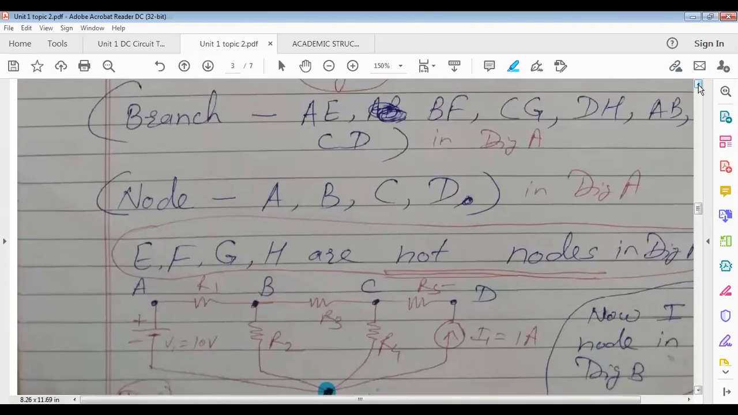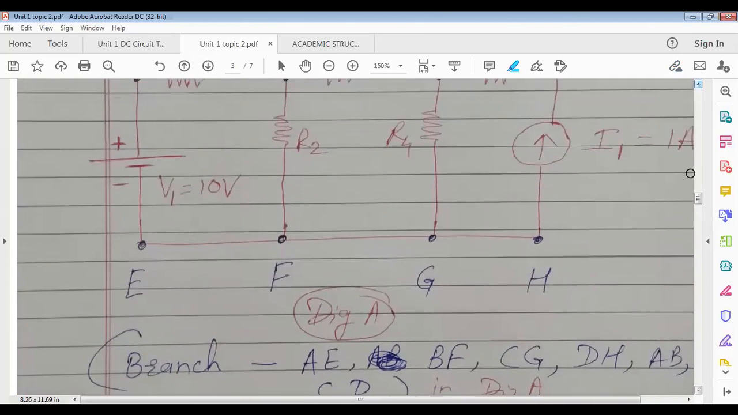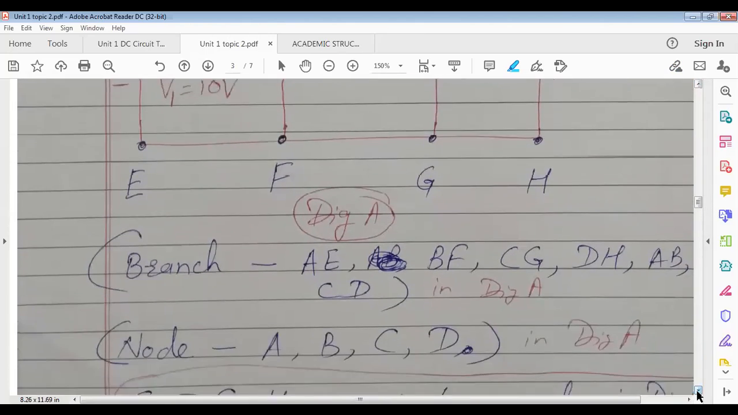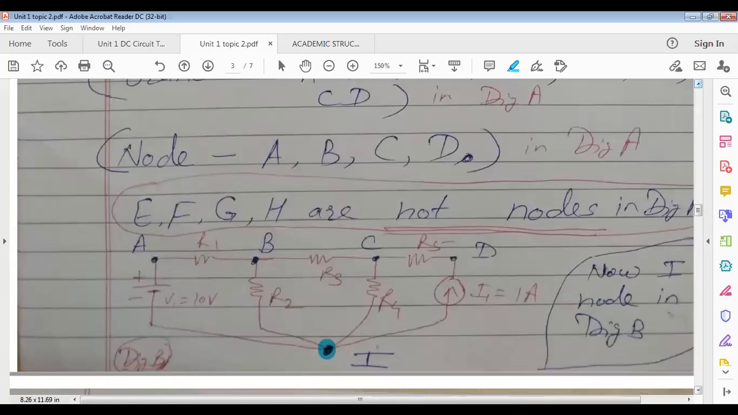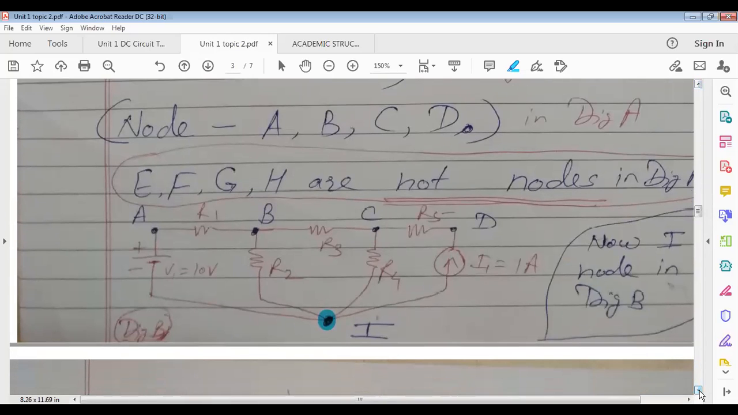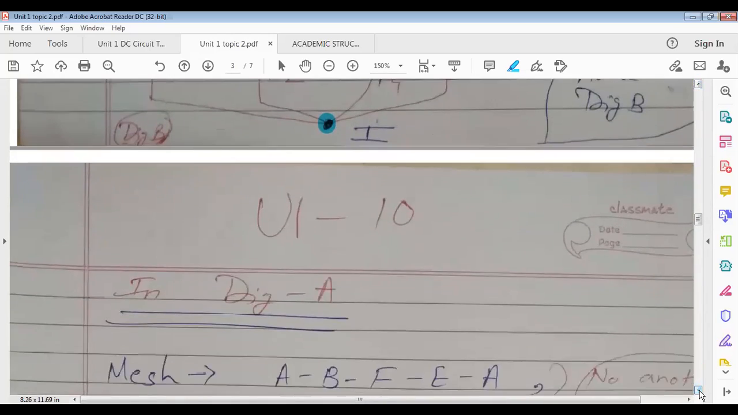Clear, all of you? What do you mean by branch? What do you mean by node? Is this clear? Same thing I have written here. These notes on nodes I have also posted today on the group, along with the recorded lectures. Next.